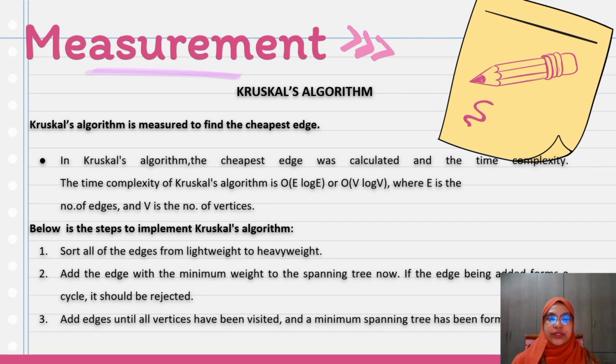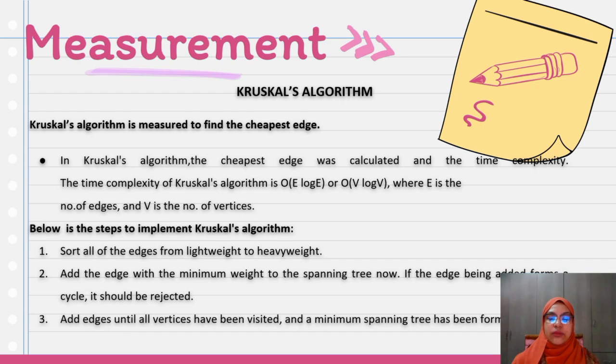Kruskal's algorithm is used to find the cheapest edge. In Kruskal's algorithm, the cheapest edge is calculated. The time complexity of Kruskal's algorithm is O(E log E) or O(V log V), where E is the number of edges and V is the number of vertices.